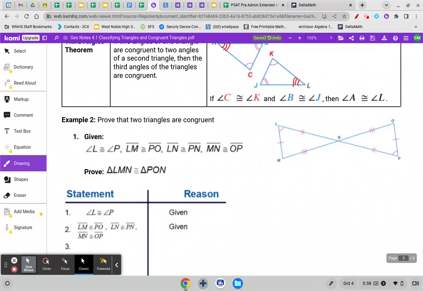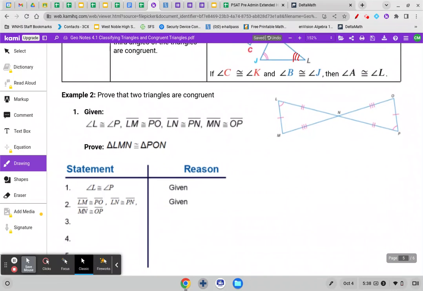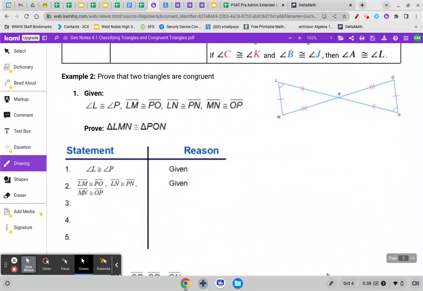So we are going to try a few proofs. We have to prove that these triangles are congruent. So I'm going to walk you through them based on the givens. There's not too many steps, and hopefully you can see where we're coming from.